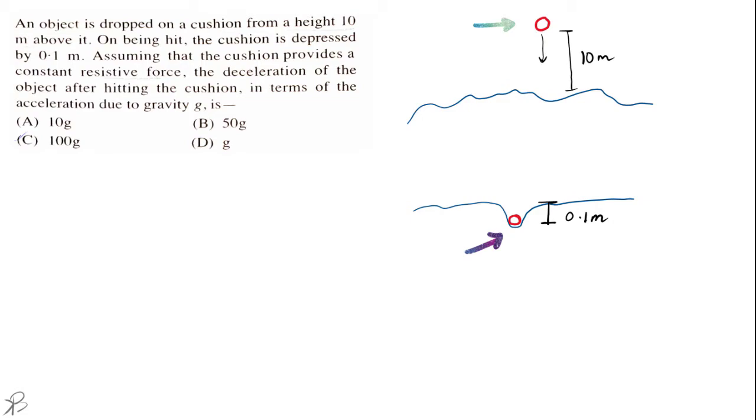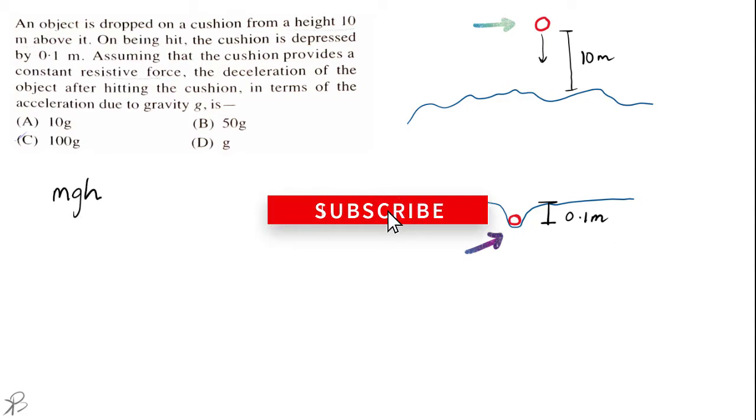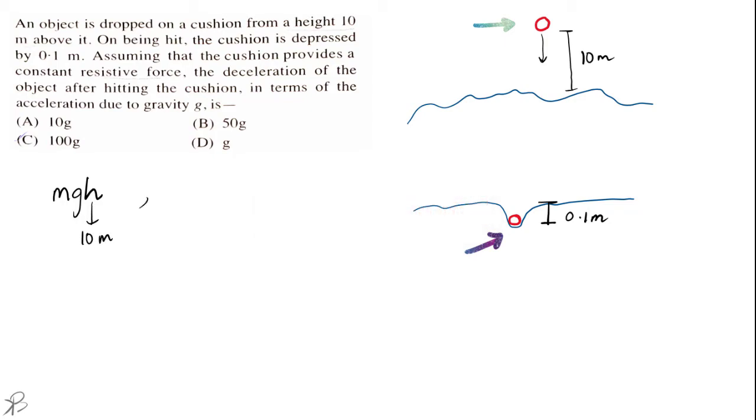So initially you have mgh where h is 10 meter, and in the second part you have mg prime h prime where g prime is the deceleration, right? Because due to acceleration the ball is falling down, and due to deceleration there is a depression and the ball stops after 0.1 meter. Okay, so what you can do to find the deceleration is just equate the two equations.